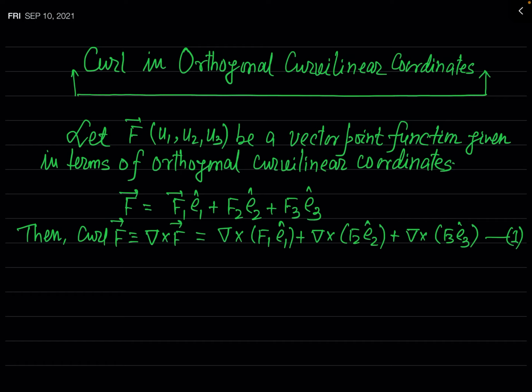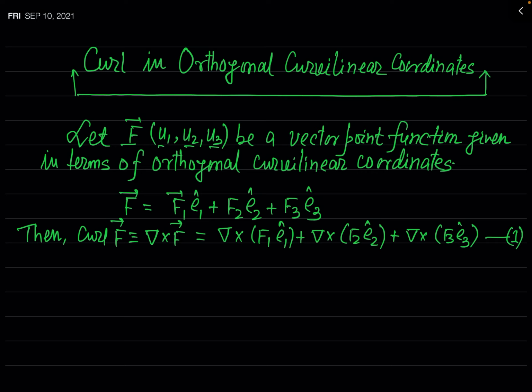So for this, let us consider a vector point function as we have considered earlier, f, and this f is a function of the curvilinear coordinates u1, u2 and u3. As you know, these u1, u2, u3 are in general the orthogonal curvilinear coordinates. Now, as any vector in general can be expressed as the sum of its components, so you may write f equal to f1 e1 hat plus f2 e2 hat plus f3 e3 hat. These things you have seen so many times earlier.